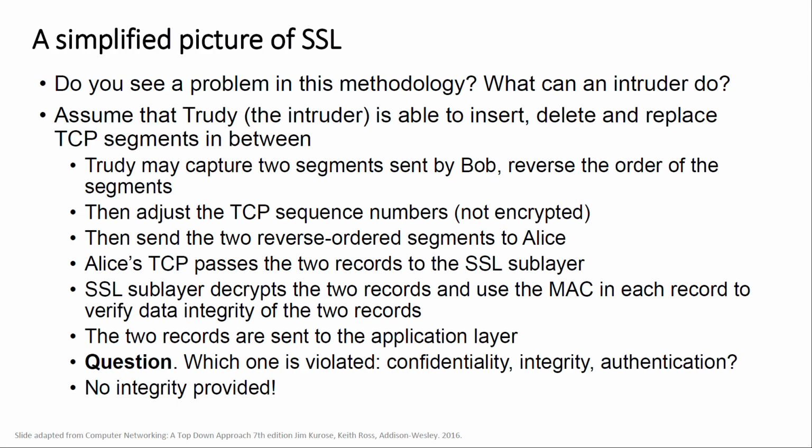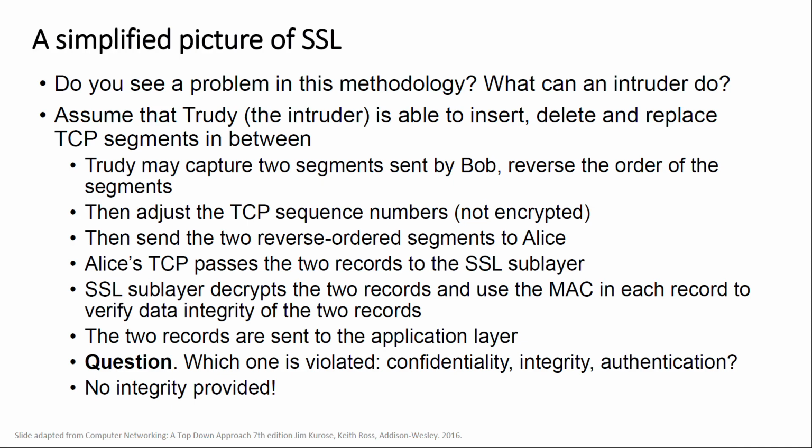I don't know if you see the problem in this methodology, or what an intruder can do. And the intruder in this scenario, Trudy, can do this. Assume that she is able to insert, delete, and replace TCP segments in between. Trudy may capture two segments sent by Bob, reverse the order of the segments, then adjust the TCP sequence numbers, since they are not sent in an encrypted way, then send the two reverse order segments to Alice.